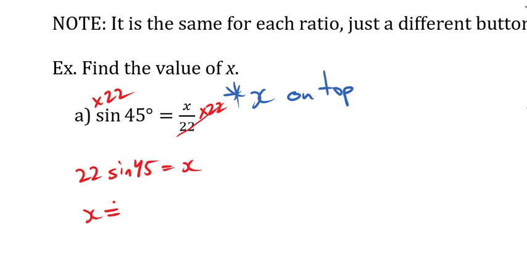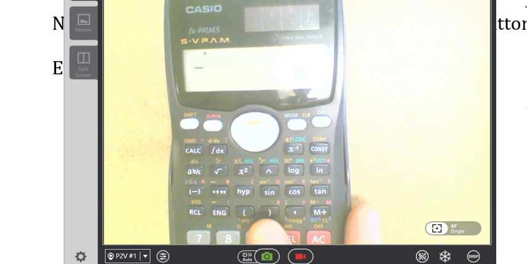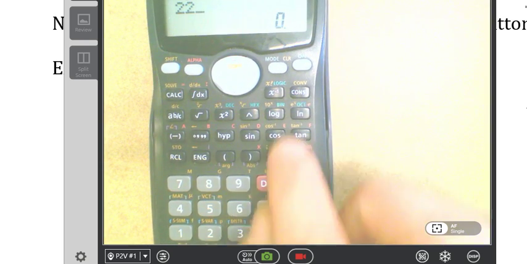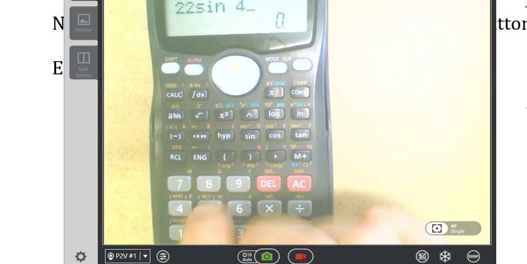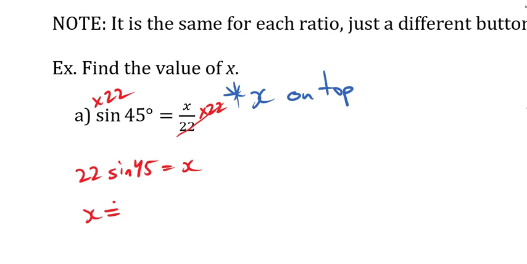Oh, come on. I don't know if mine's going to work. Oh, there we go. Okay, so I go 22 sine 45. And do you get 15.55 or 15.6?